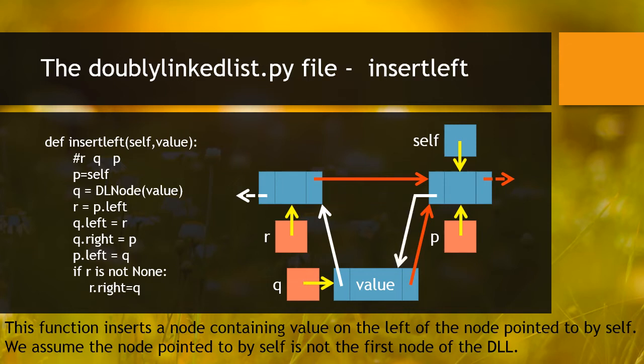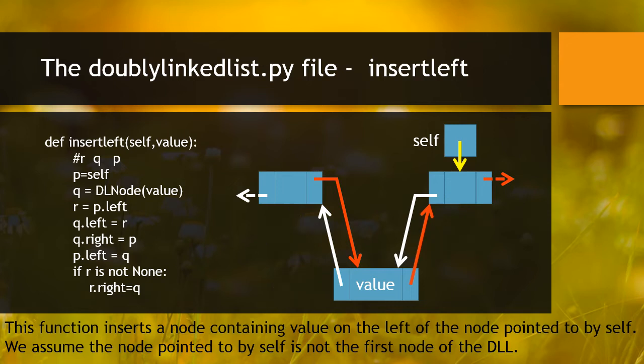If R is not none, this is true. Move into the body of the if. R dot right is Q, and this is done this way. So now we remove the PQR variables as they fall out of scope when the function comes to an end. And this is what has happened. We have inserted a node to the left of the node pointed to by self, and it contains value. The O notation is 1.